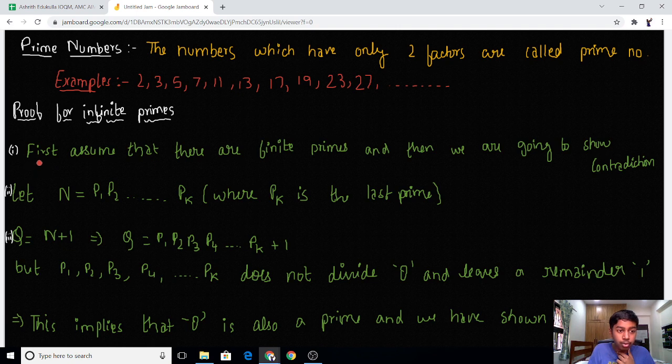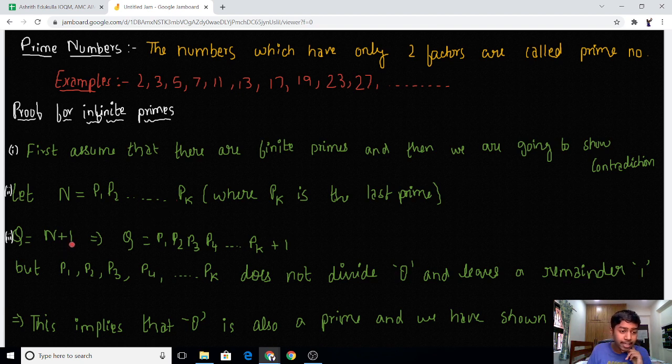Fine. So first I'm assuming that there are finite primes, and then what I'm going to do is write n as the product of all the primes I know. I'm assuming there are k finite primes. It might be 100,000 or whatever. So I'm assuming n equals the product of all the primes p1, p2, p3 up to pk, from 2, 3, 4, 5 up to some number. It might be very large. So I'm assuming there are finite primes.